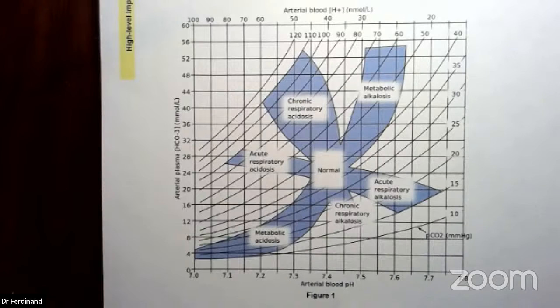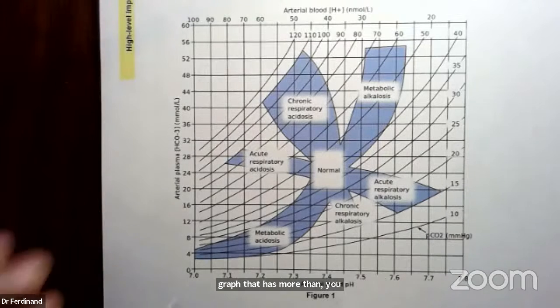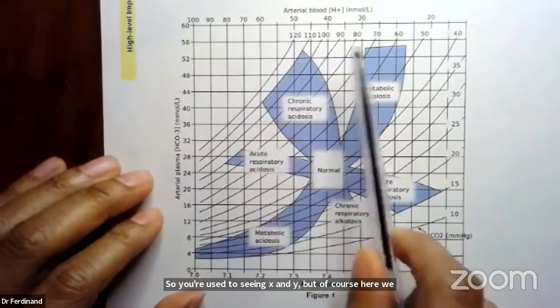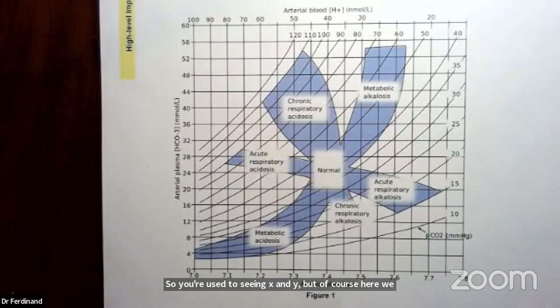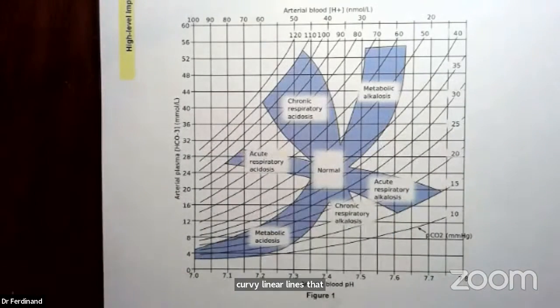Okay, so this is called a nomogram. It's a type of graph that has more than two variables. So you're used to seeing X and Y, but of course here we also have a second Y-axis, and also we have these curvilinear lines that present some additional information. And ACER loves them because most students don't have a lot of experience with nomograms. And so ACER likes to use them in many different ways.